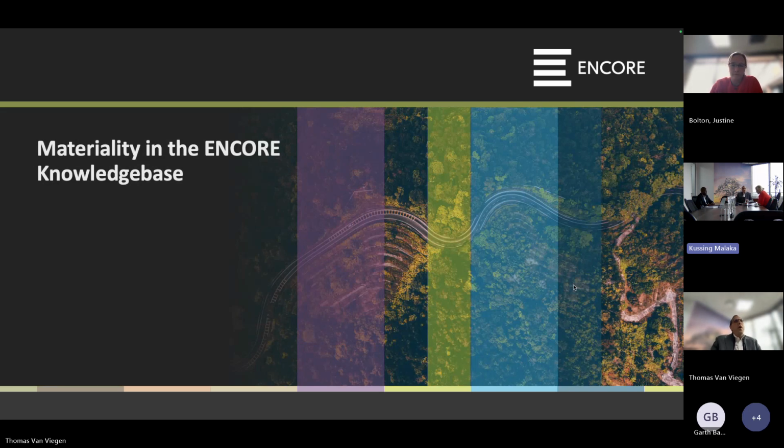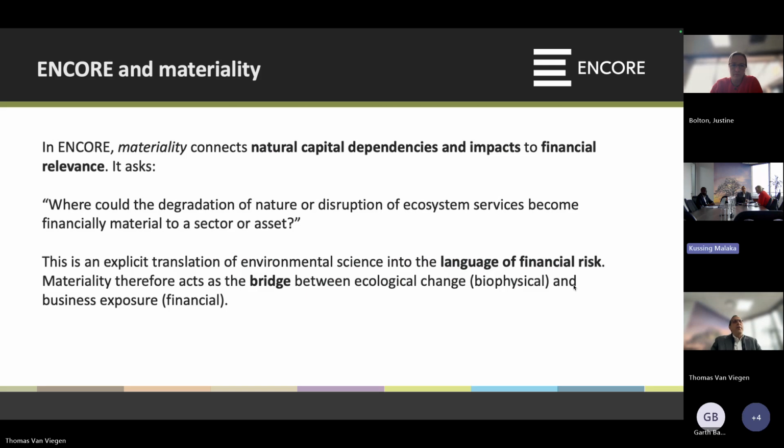So based on that aspect around the SBTN tool, Encore was one of the foundational, I would say, frameworks or tools to assist in that materiality aspect. And I just want to go into a little bit of a deeper dive around Encore and materiality. So in essence, the materiality in Encore connects what we call natural capital dependencies and impacts to financial relevance. So it really asks the question, where could the degradation of nature or disruption of ecosystem services become financially material to a sector or asset?